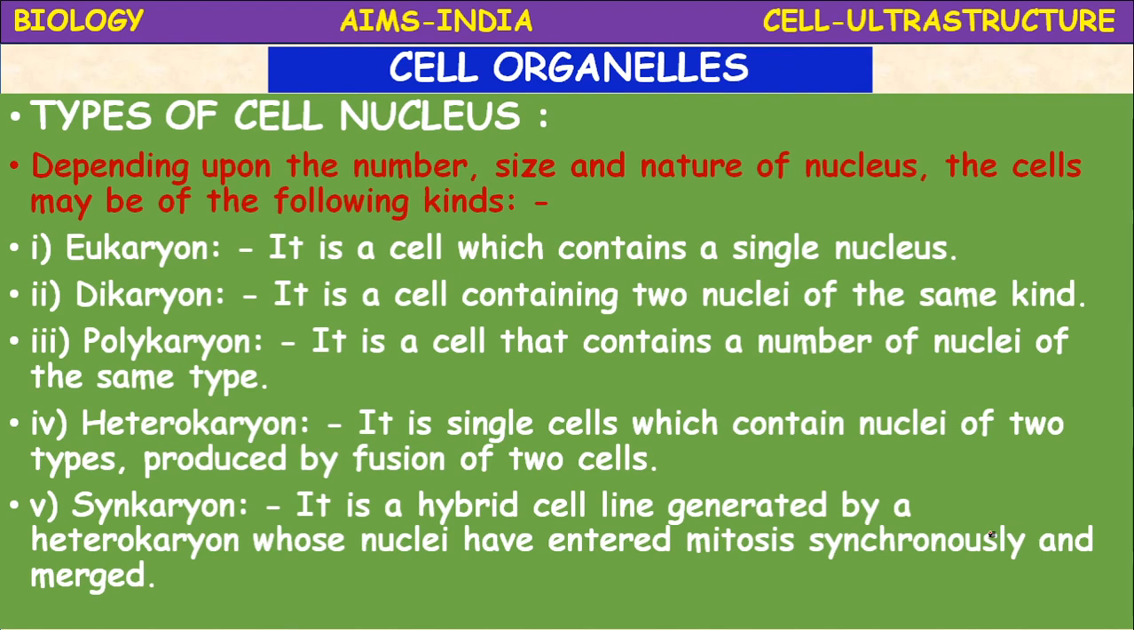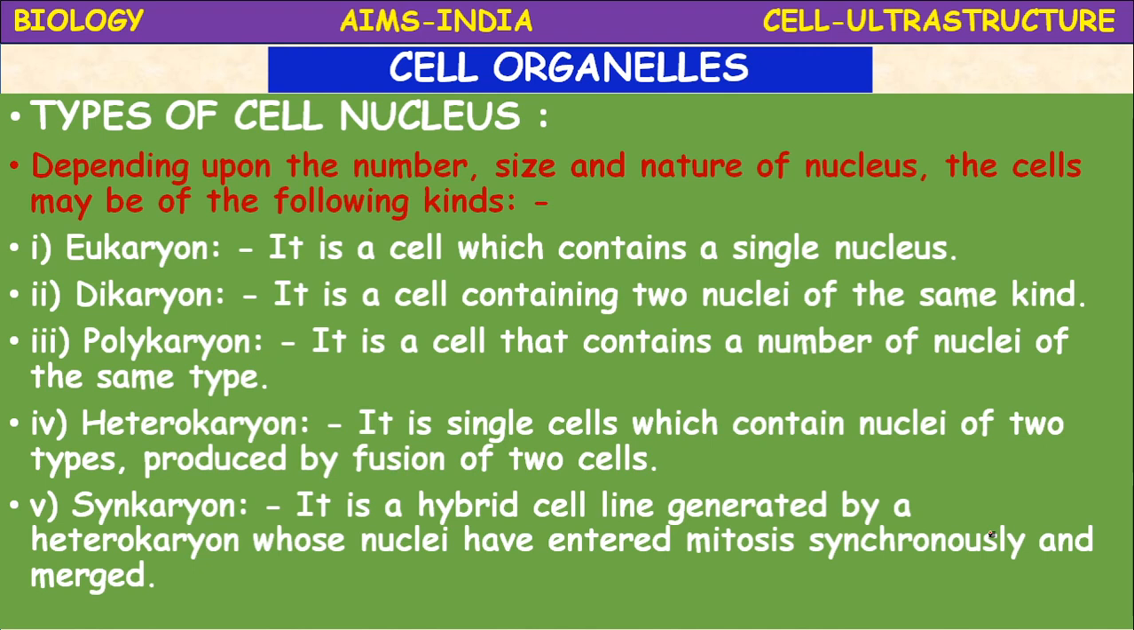Synkaryon, another one. What is a synkaryon? It is a hybrid cell line generated by a heterokaryon whose nuclei have entered mitosis synchronously and merged. Merged means together. A karyon formed by the fusion of two nuclei is called a synkaryon. It is a nucleus formed by the fusion of two different nuclei, the product of heterokaryon fusion.